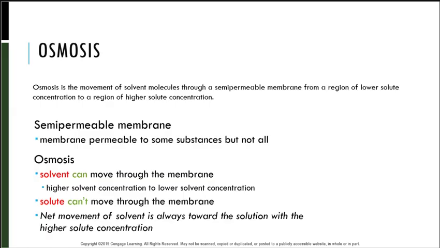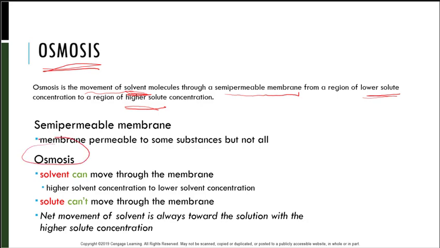Our next topic in this section is osmosis. Osmosis is the movement of solvent molecules through a semi-permeable membrane from a region of lower solute concentration to a region of higher solute concentration. A semi-permeable membrane is a membrane that is permeable to some substances but not all. It's usually a thin sheet of material like a vegetable tissue or cellophane, and water molecules can pass through the membrane, but larger, let's say sugar molecules or hydrated ions cannot.